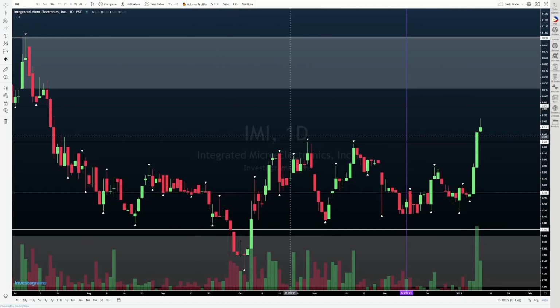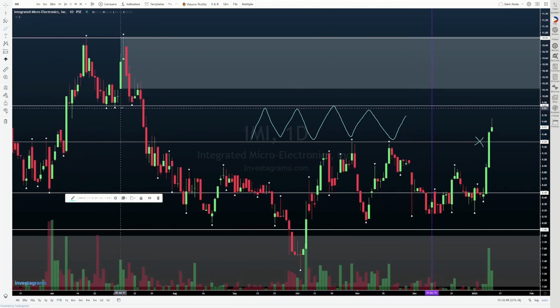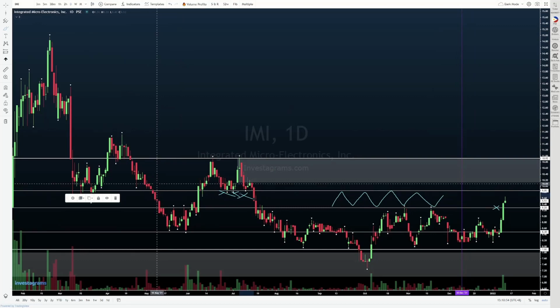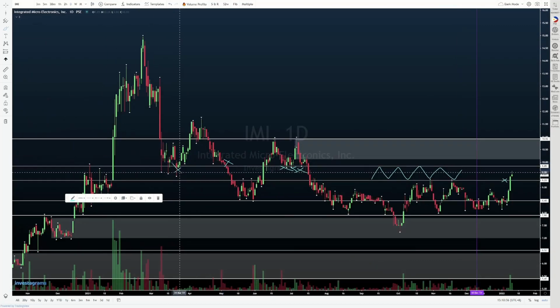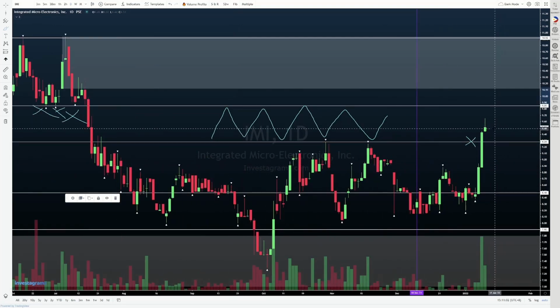Dahil nabasag natin tong range na to, tong 9.28 na resistance, that opens up this area here all the way hanggang 9.85 for our next level. Okay, etong level na to, it acted as previous support here, here, here, 'di ba? Acted as previous resistance here, support there, and so on. Resistance here. So it's a decent level. Hindi nakakagulat na kung bumalik man tayo dyan, baka makahanap ng reaction ng price.